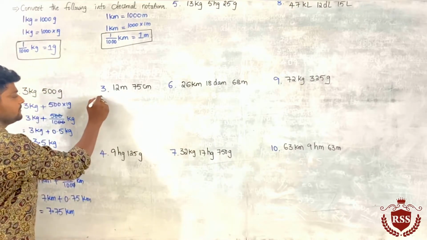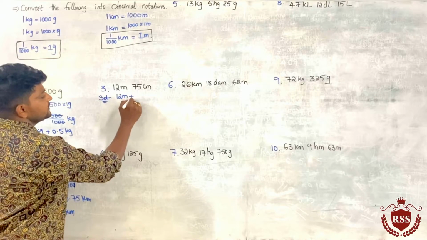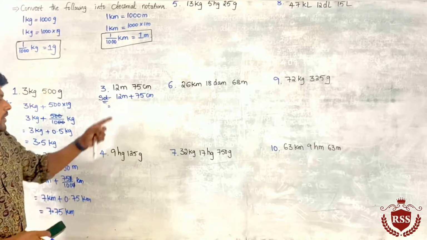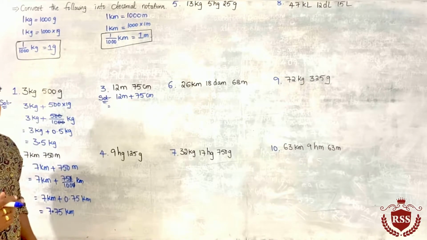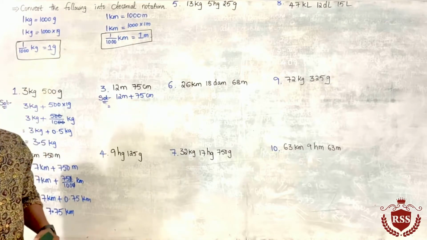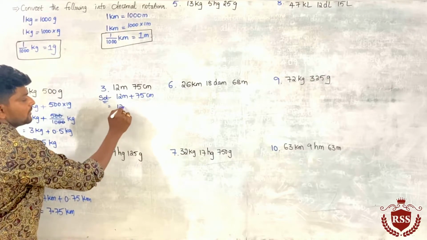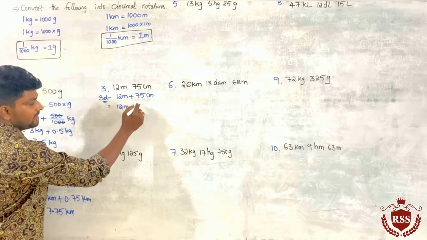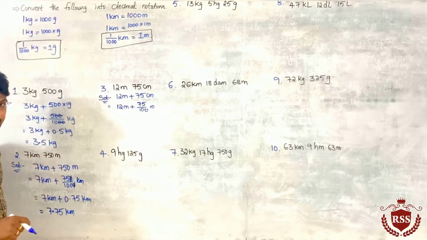So if we convert that, it will be 12 meters plus 75 centimeters. Centimeters will be converted into meters. 1 meter equals 100 centimeters, so 1 centimeter equals 1 by 100 meters. That is the conversion. So 12 meters plus 75 by 100, it will be converted into meters.